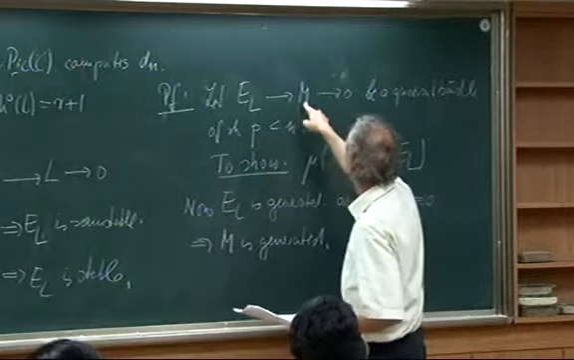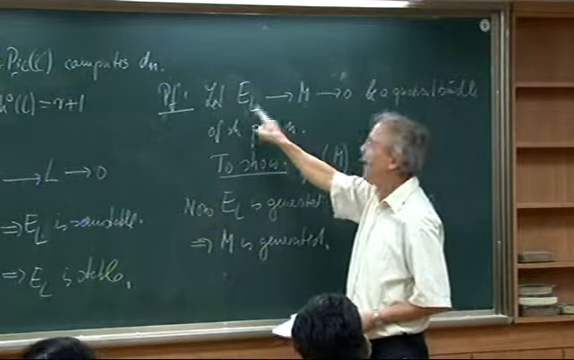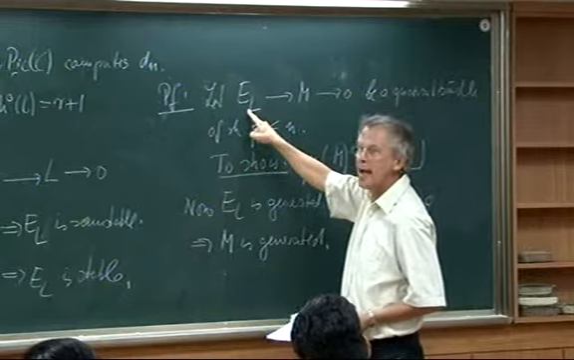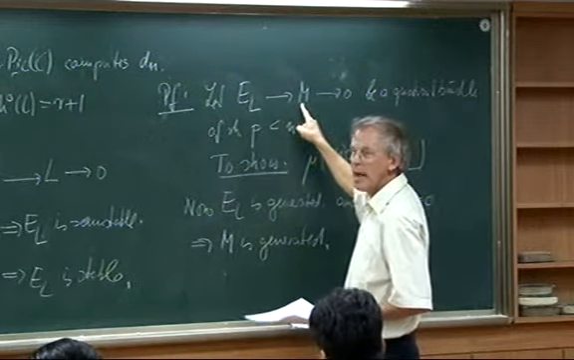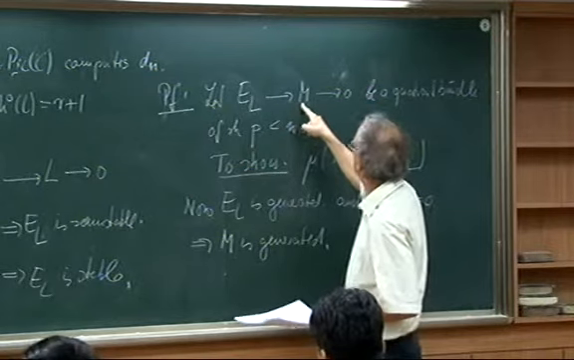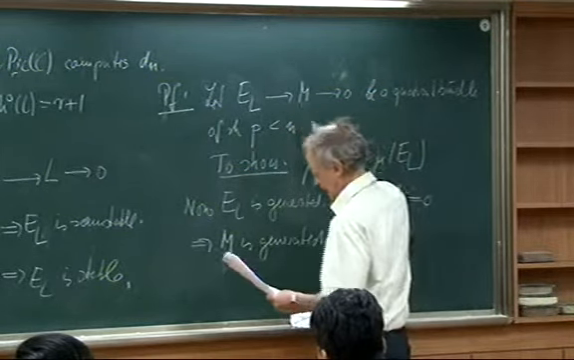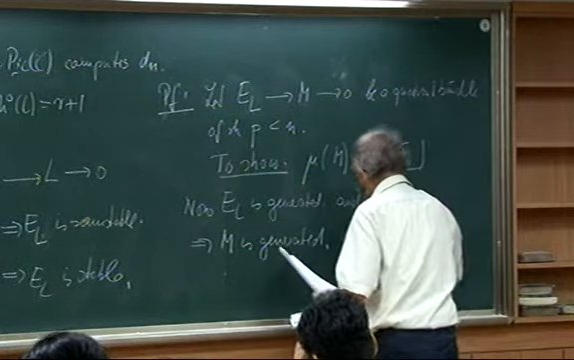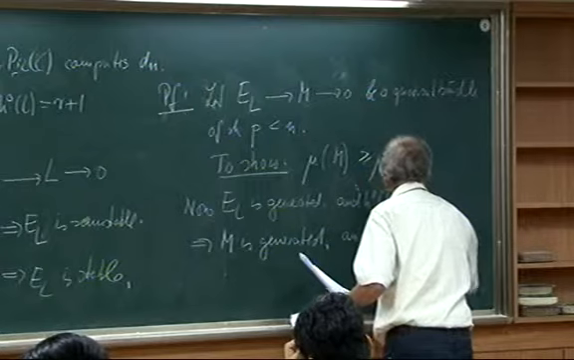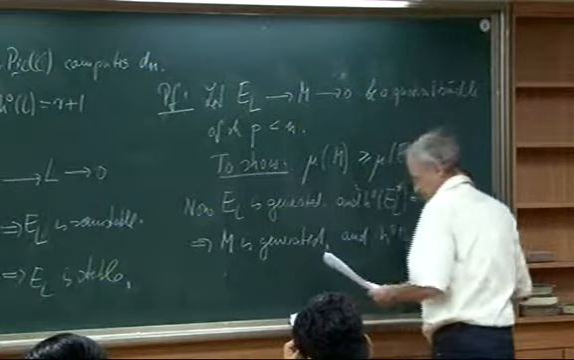And if you dualize this sequence, M star goes into EL star, which means that also M star has no sections, okay? And H0 of M star is 0.